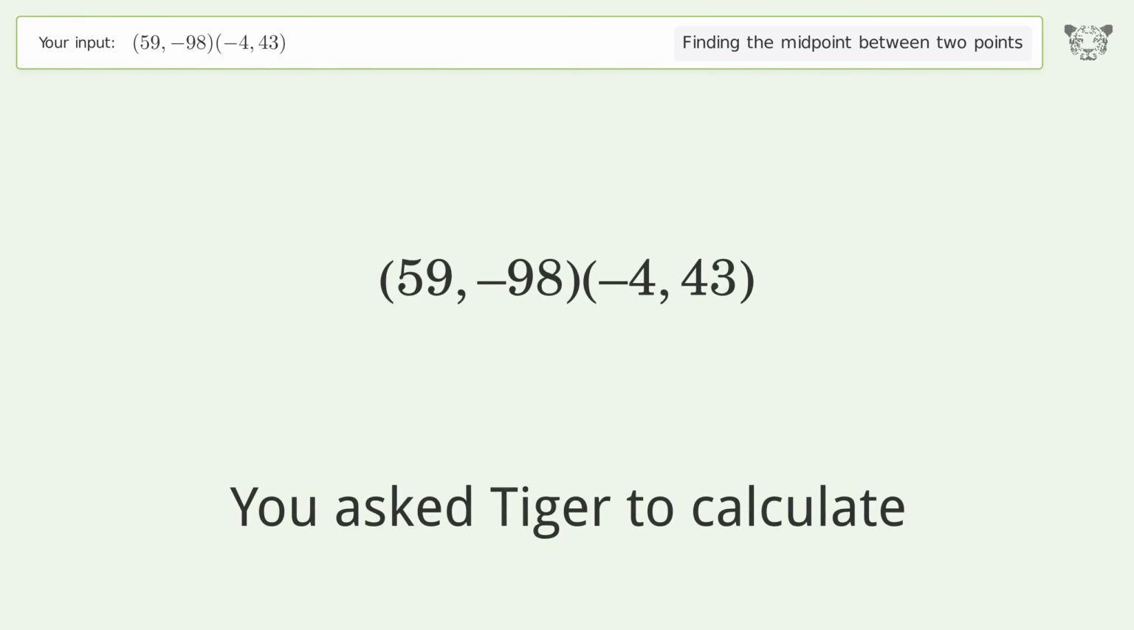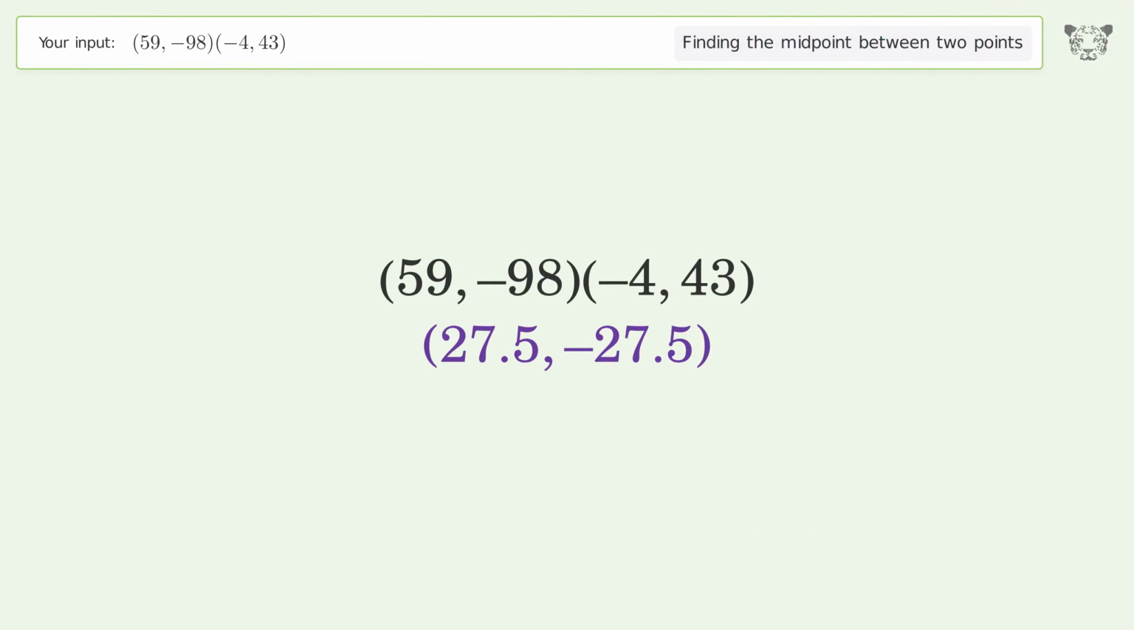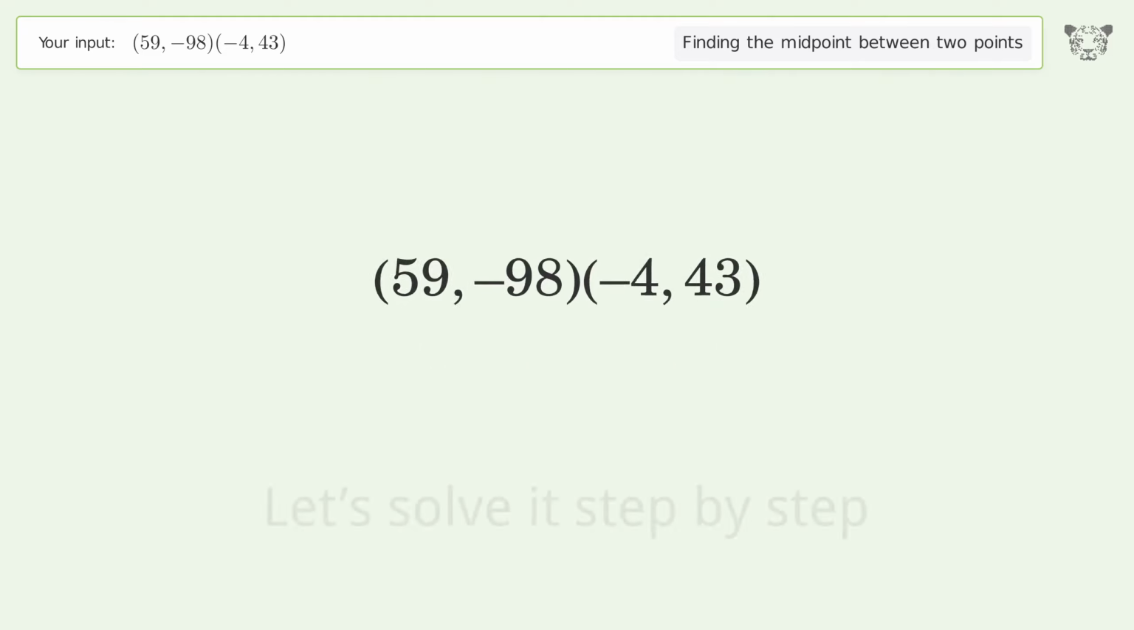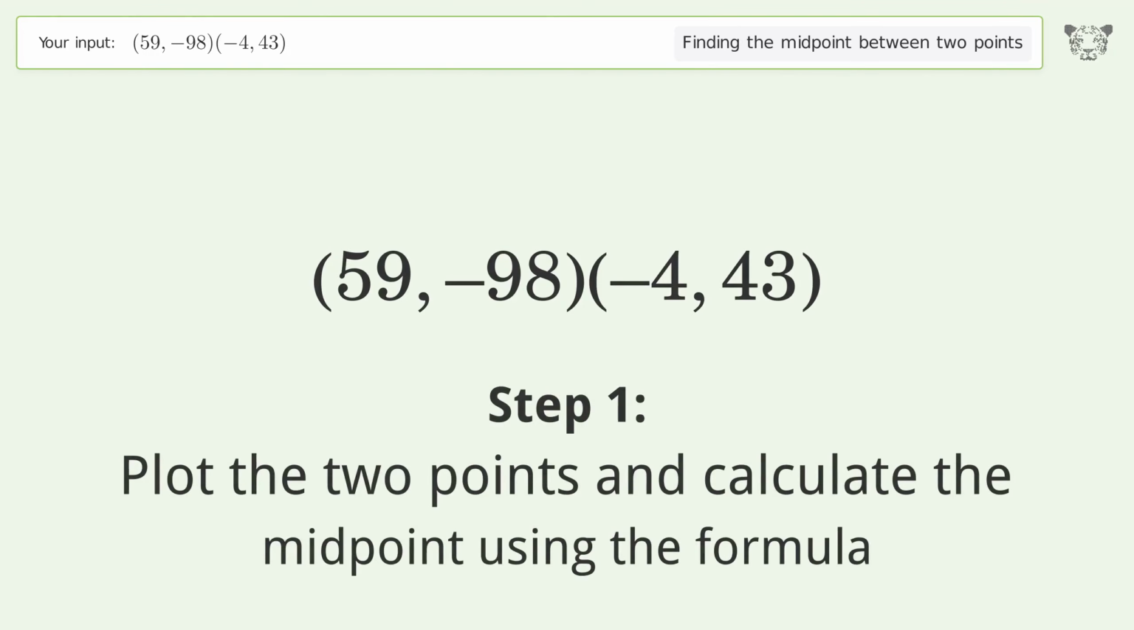You ask Tiger to calculate. This deals with finding the midpoint between 2 points. The midpoint between the 2 points is 27.5, negative 27.5. Let's solve it step by step. Plot the 2 points and calculate the midpoint using the formula.